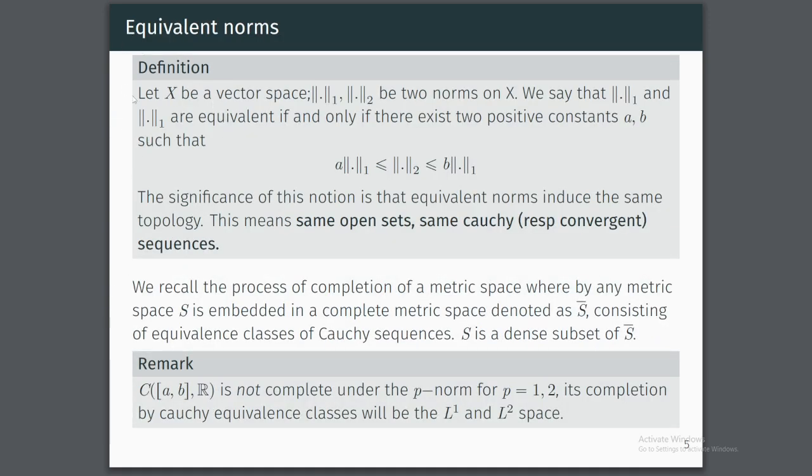So once again, we should ask ourselves when two norms generate the same topology, or when two norms are said to be equivalent, right? So basically, if you can find two positive constants a, b, so that a times norm 1 is less than norm 2 and less than b times norm 1. This means that it's true for every x.